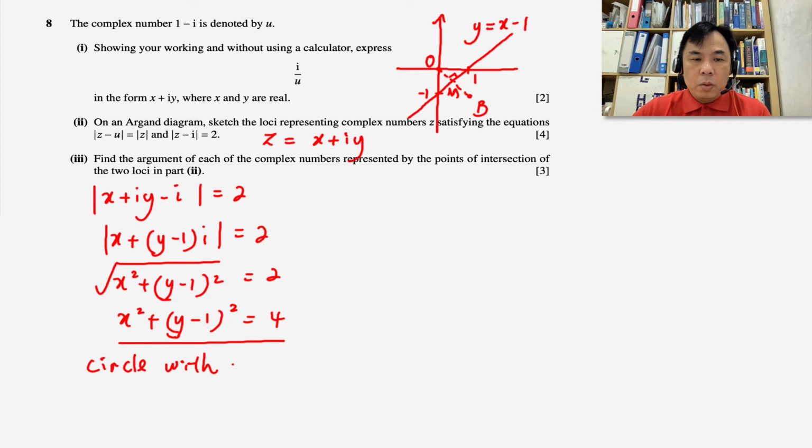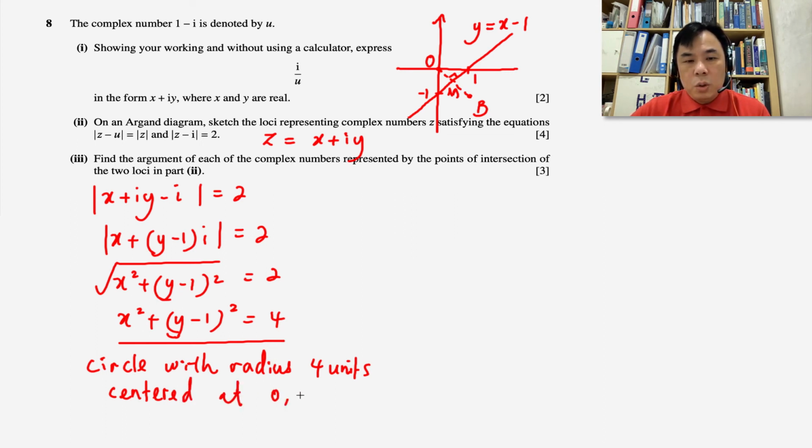with radius 2 units, centered at 0, 1 here. Okay, centered at 0, 1. Now that is the locus represented by this complex equation. Now I hope that is clear. All right. Now if I were to sketch it onto this graph here, onto this Argand diagram, it will look something like this.